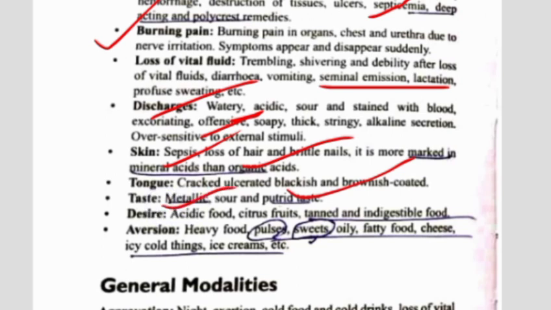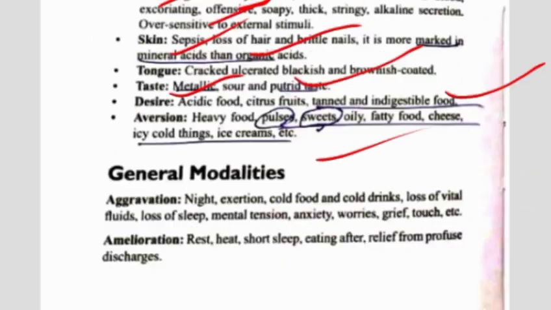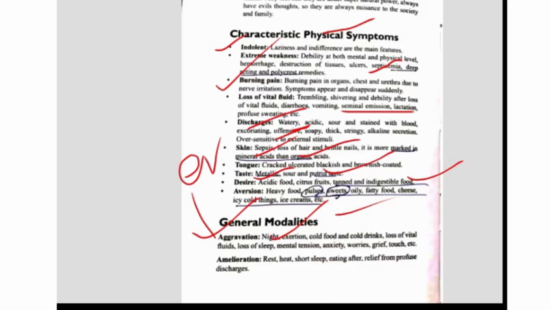Now desires, they desire acidic food, indigestible food, and abortion, sweet and fats. General modality you should remember. Psora, there will be night aggravation, sometimes psora and syphilis are predominant, that's why night aggravation. Cold drink aggravation, okay. Evening, night, evening, these things you should remember about aggravation. Evening also, all the complaints aggravated by motion, you should remember these two lines.